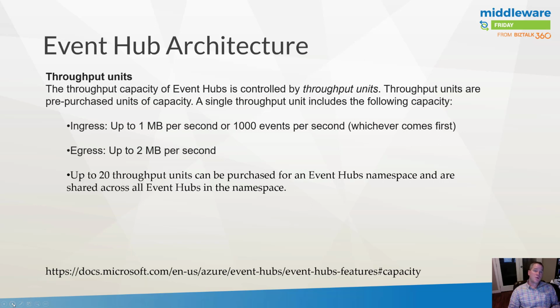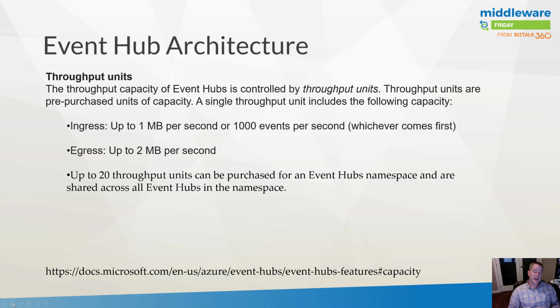So certainly if you had more smaller events, you could process those than the same amount of larger events. So there is sort of that trade-off from that perspective. And also the ability to egress or output up to 2 megabytes per second. Now, by default, or through the Azure portal, a customer can provision up to 20 throughput units per namespace, and these are shared across all of the event hubs within the namespace.